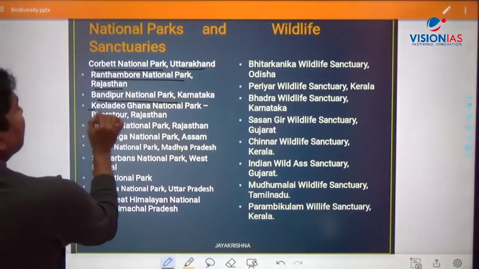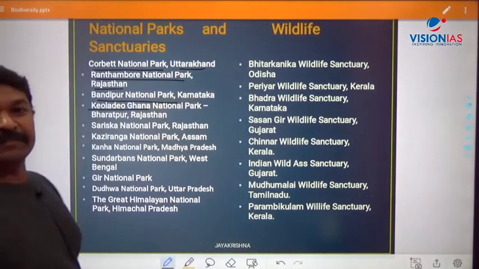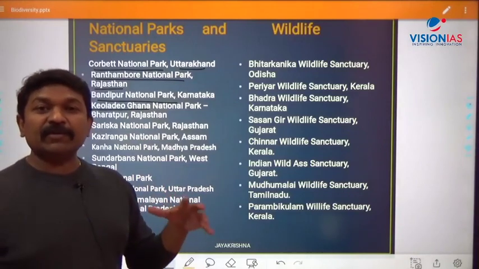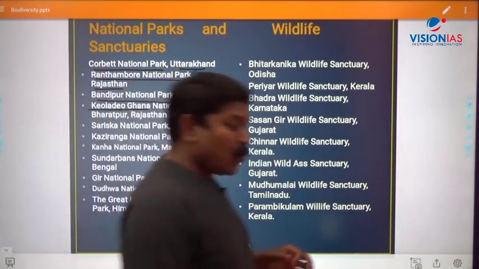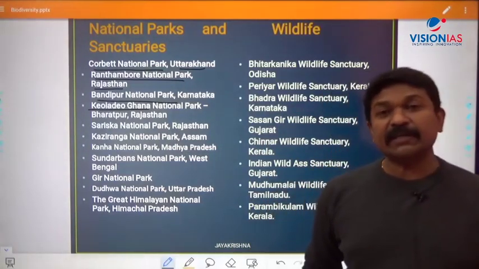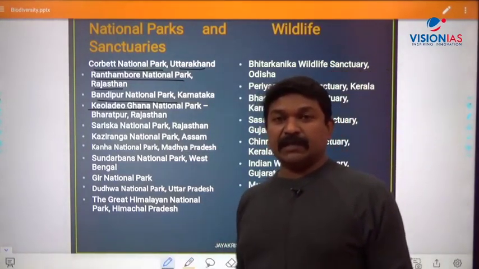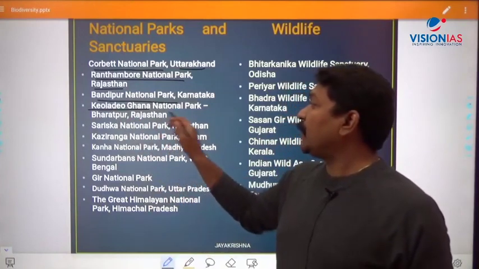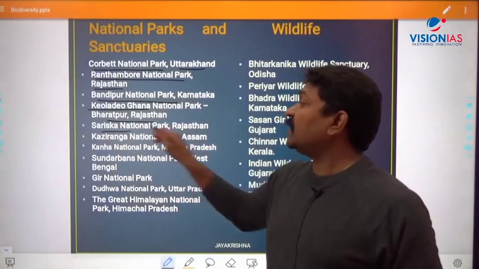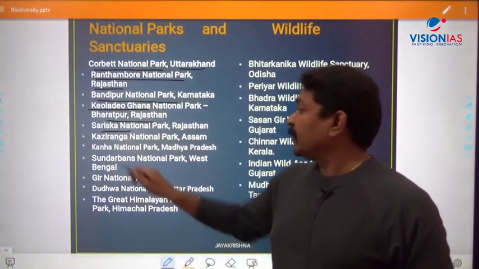Then the Keoladeo Ghana National Park, a very, very important national park. In fact, once upon a time it was called Bharatpur National Park. What do you mean by Bharatpur National Park? It is the national park which is present in the Bharatpur district of Rajasthan. It's called the Keoladeo Ghana National Park. Then Sariska National Park, again Rajasthan.